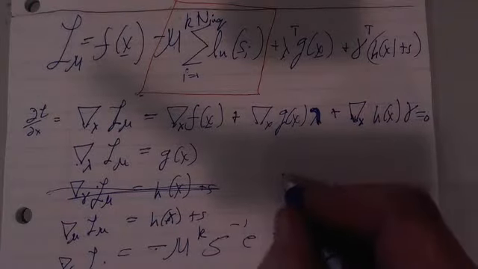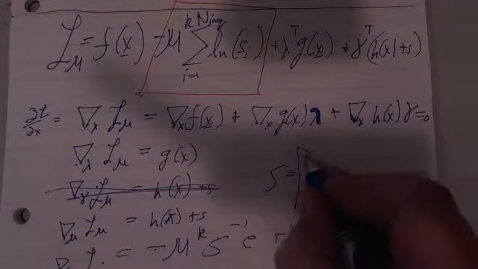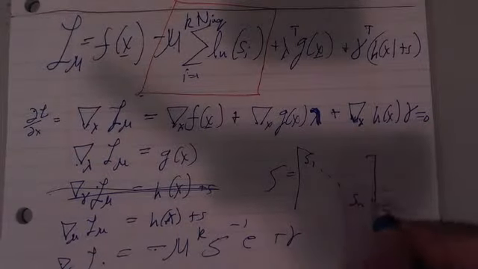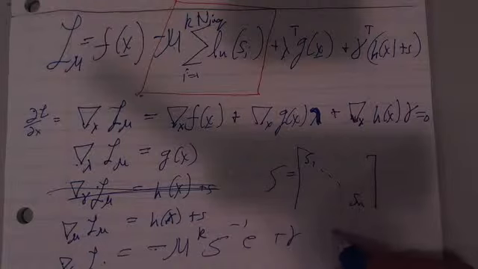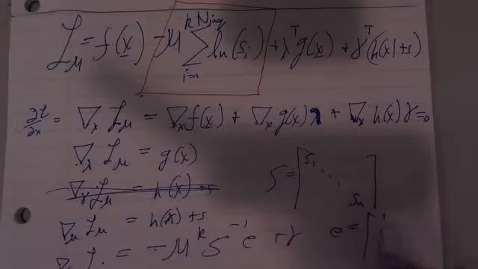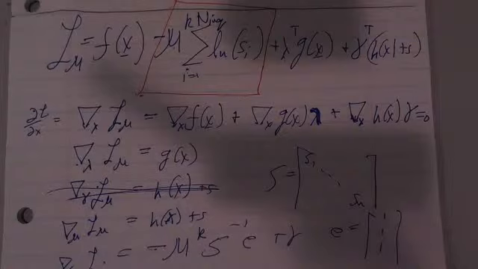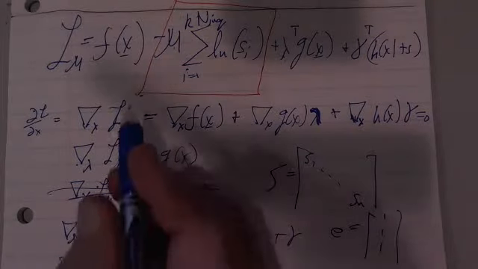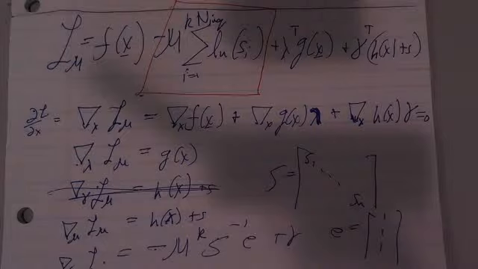Well, what is this s? This s is simply all the slack variables in a matrix on the diagonal, and then e is simply the vector of ones. Okay. And now we have so many equations and so many unknowns, and all we have to do is solve for them. That's in your textbook, and you now have to solve for them.